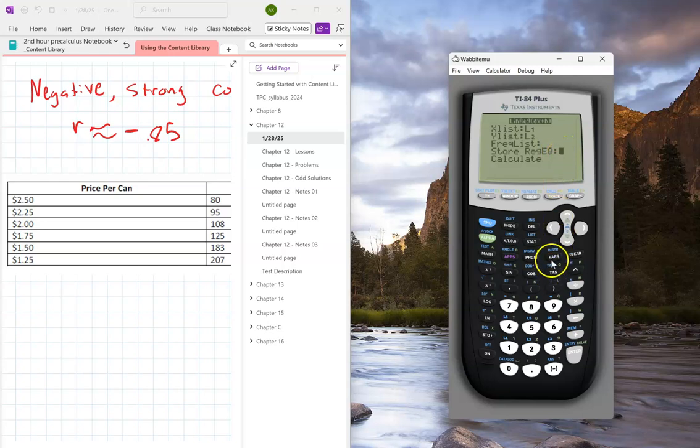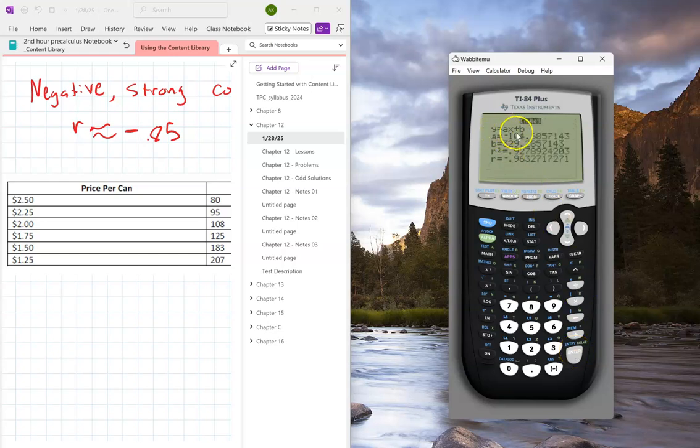To get the Y1, I'm going to press the VARS button, which is right under the down arrow. I need to go over to the Y-VARS tab, pick the function option, and then I'm going to pick Y1. So now next to StoreRegEQ, it says Y1. And then I'm going to hit calculate.